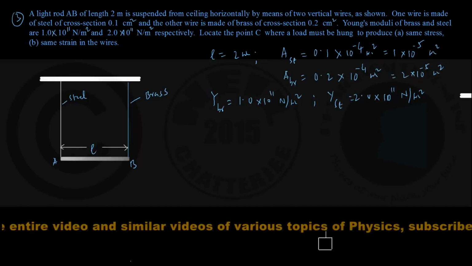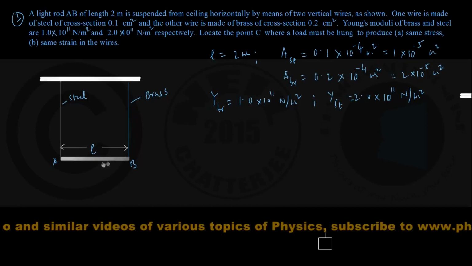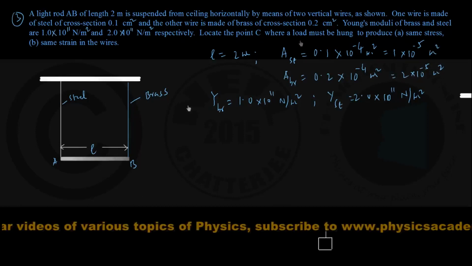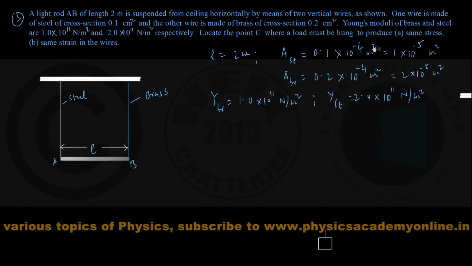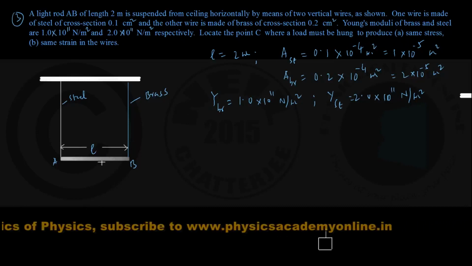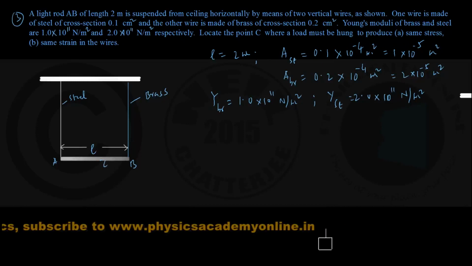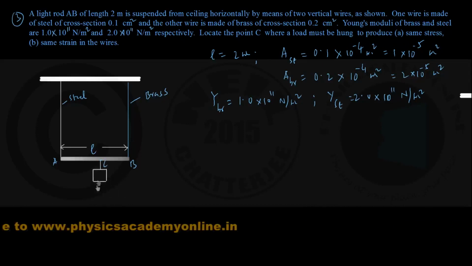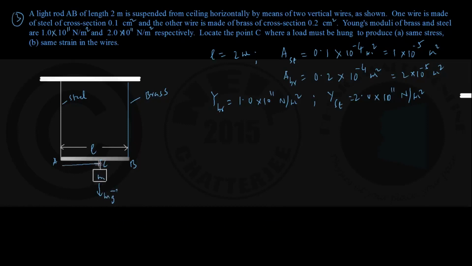Okay. With the data, we have to locate the point C on the rod where a load must be hung to produce same stress. Suppose this point is taken to be here, C, and a load is hung from here. So if the mass of this block is M, the force of gravity, the load acting downwards, is mg. And suppose the distance AC measured along the length of the rod is taken to be x. We have to get the value of x with the given data to produce the same stress in the wires.